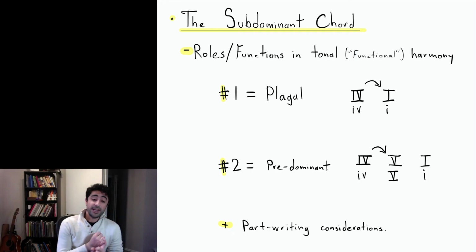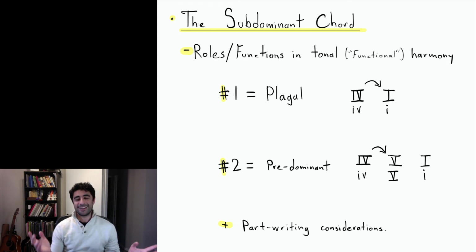So in this video we talked about the subdominant chord in tonal music. How does it usually function? How does it work within functional or tonal harmony? And some part-writing considerations when we're writing exercises with it.